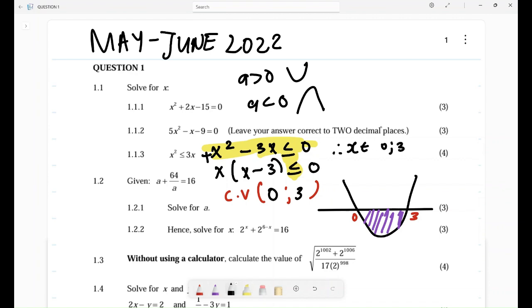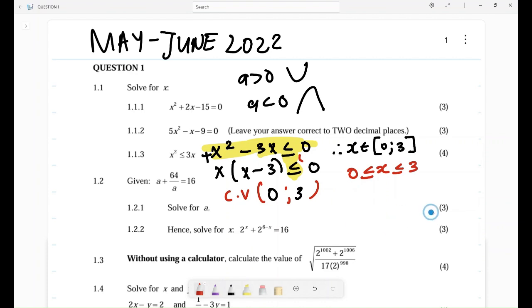But the question is, do we use this bracket or this one? We're going to use this one. Why? Because now it has an equal sign here. So you're going to say x is an element of 0 and 3. Or someone preferring interval notation can say x is between 0 and 3. You should use the inequality sign that you are given there. All right. So that's 1.1.3.